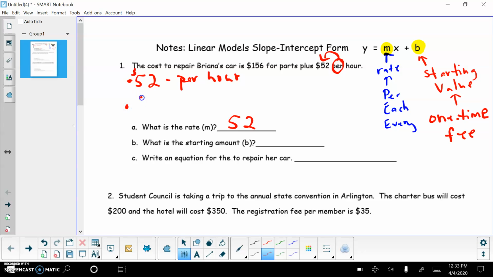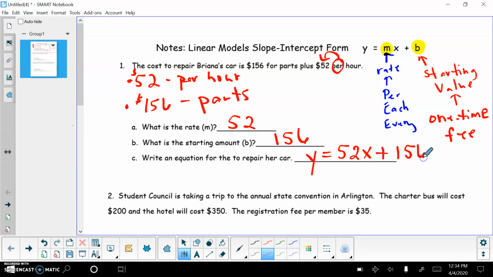And then my other important piece of information is the $156, and that was parts, which actually becomes our one-time fee. So when I write my equation, if I follow the format, the m number comes first with the x, so y equals 52x, and then plus, and the b number is second, 156, and it's by itself.